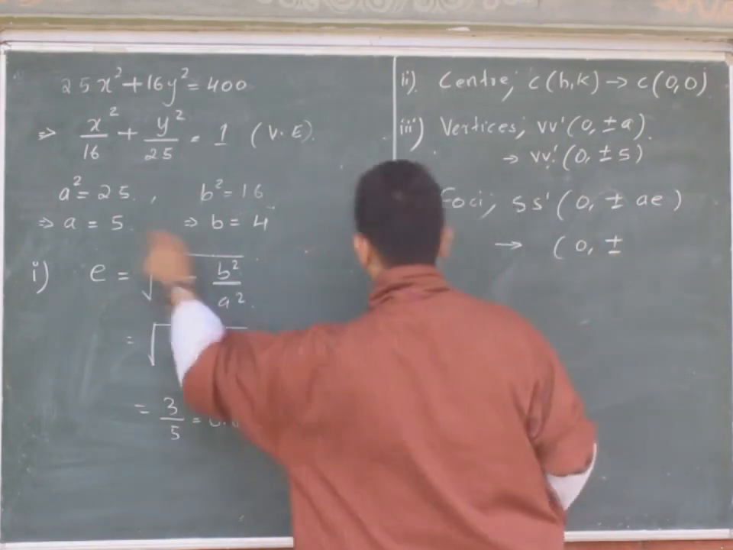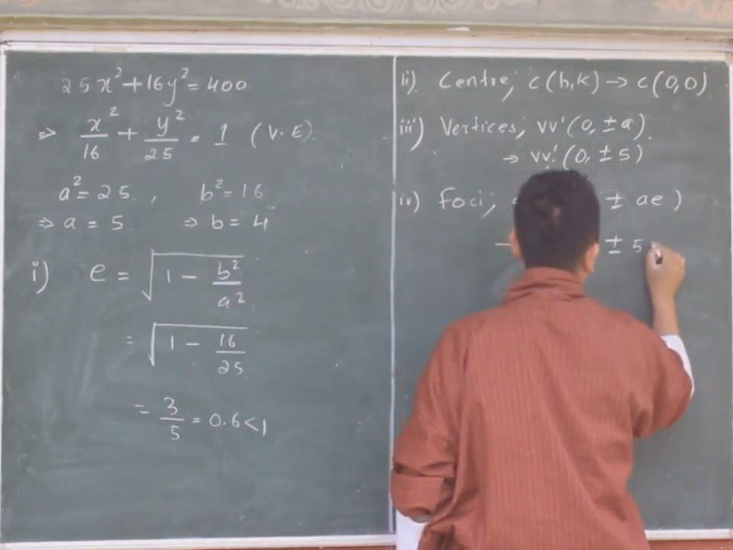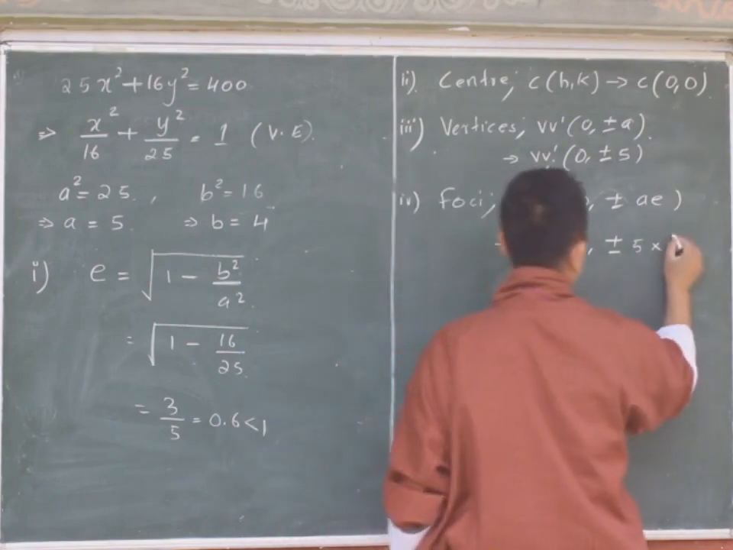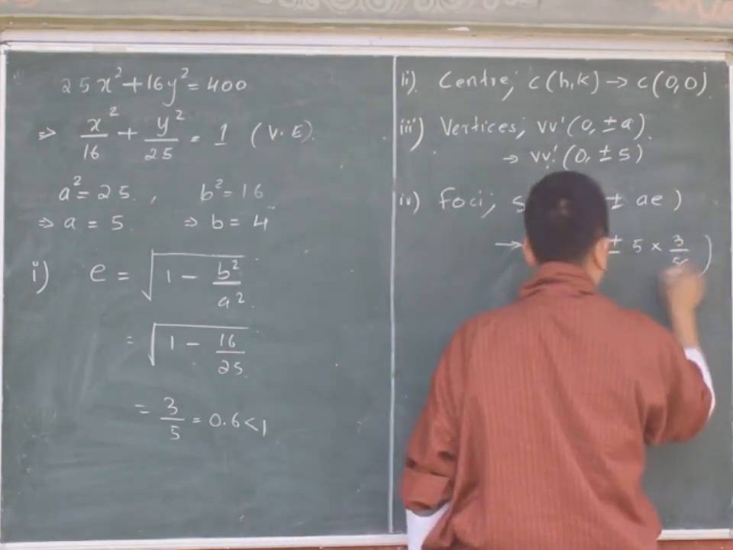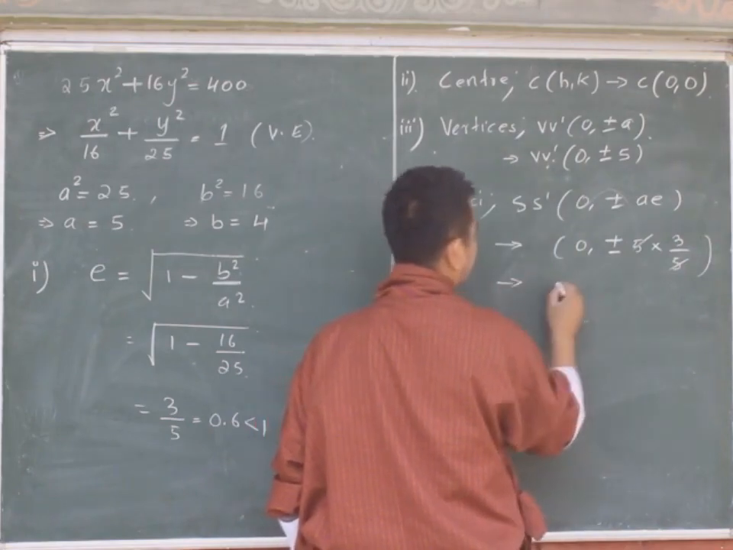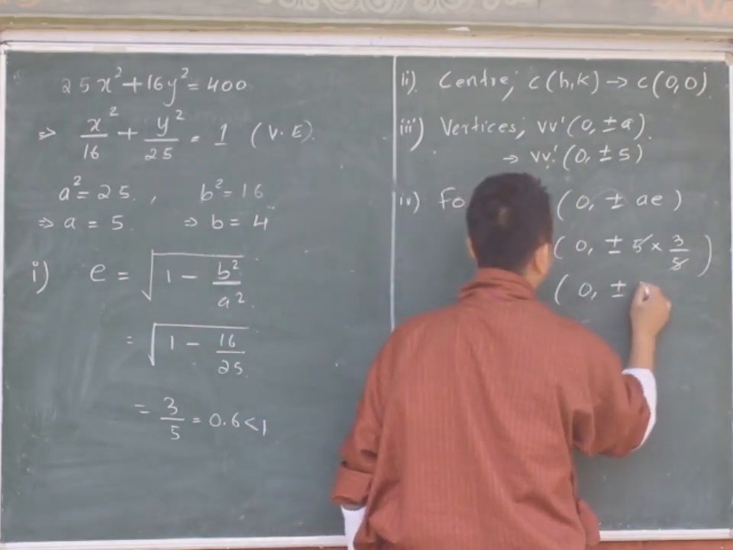What's the a value? 5, times, what's the e value? It is 3 by 5. The 5 and 5 will get cancelled. So coordinates of foci we have is (0, plus or minus 3).